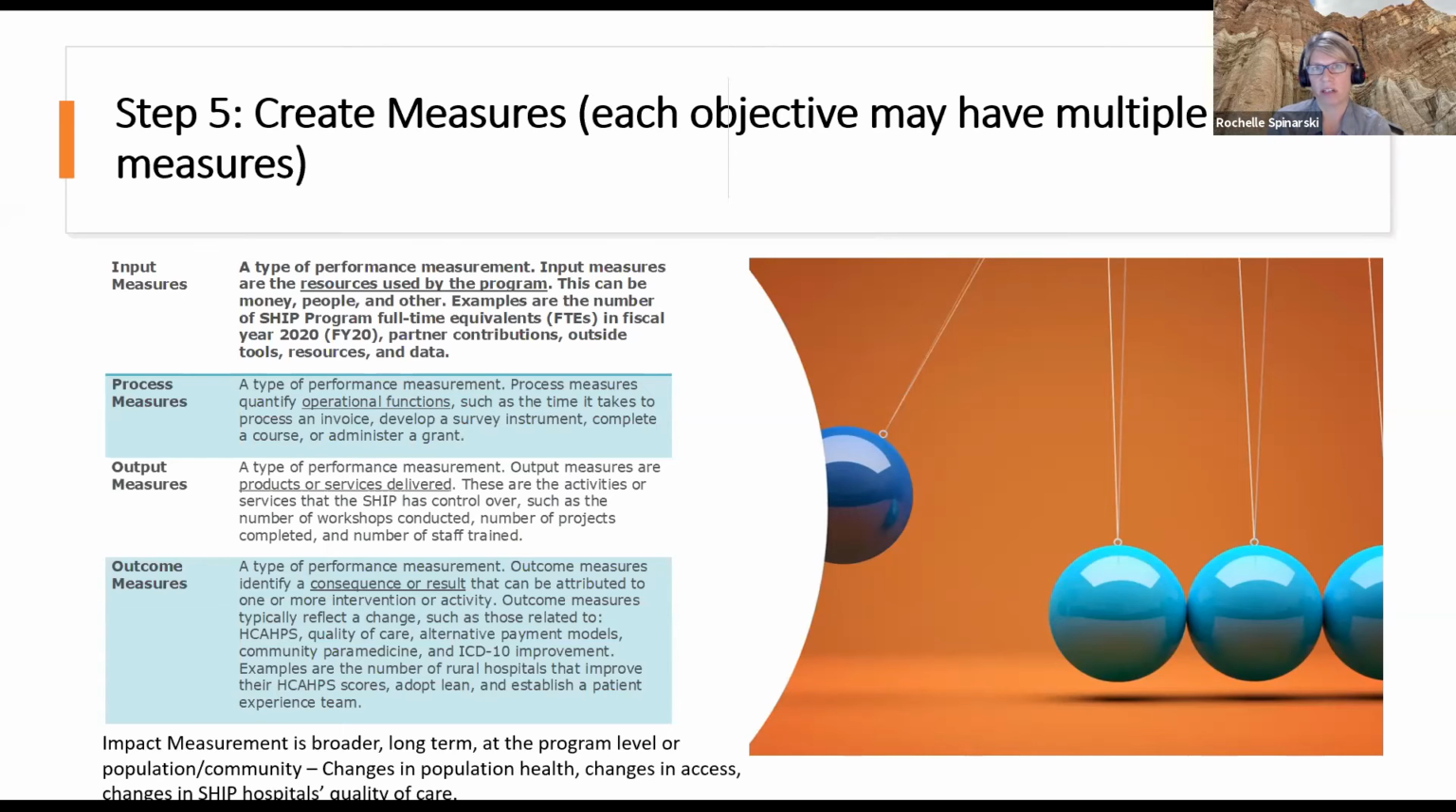Anything that really results in change is going to be put under that category of output measures. And then finally, there are impact measures. These are broader and longer term. They really look at programmatic change, population and community change. So changes in population health, changes in access, changes in quality of care across the board, not within one bucket, really having an impact that's broader. That would be an impact.